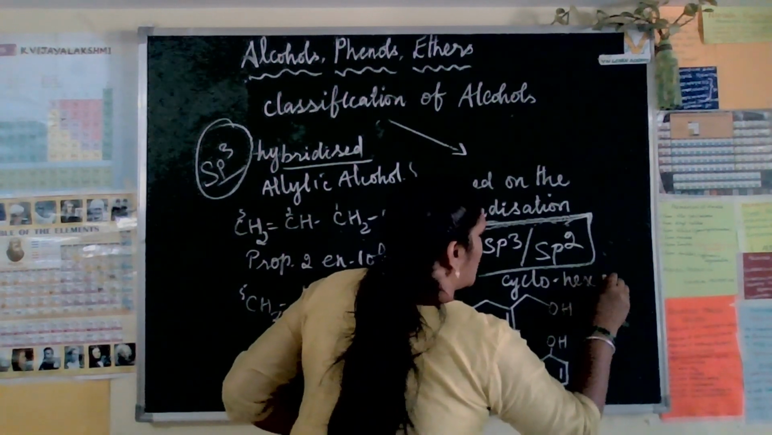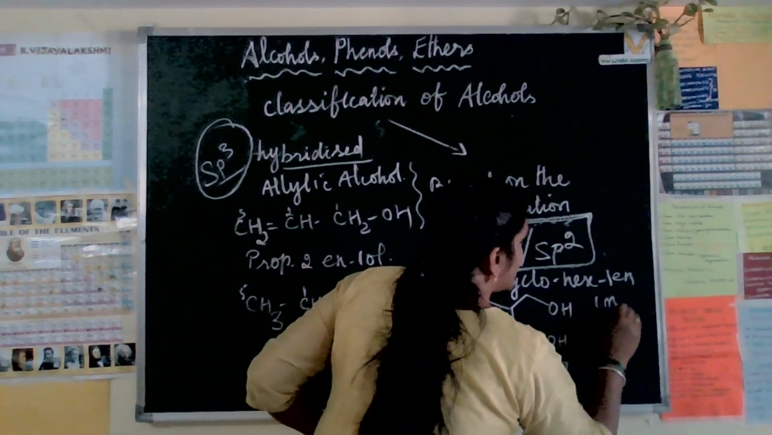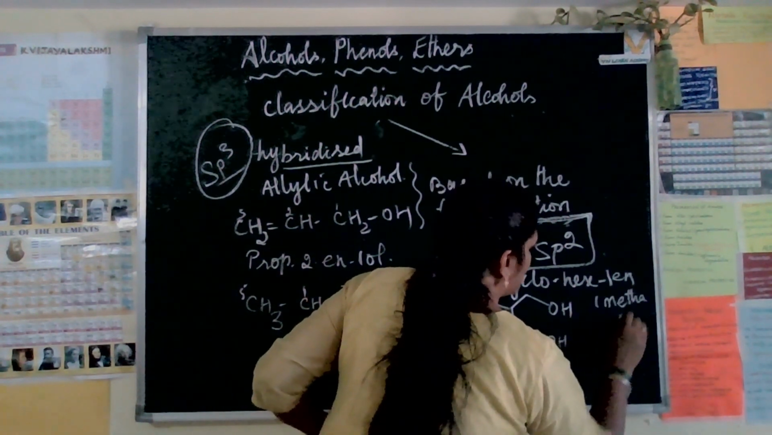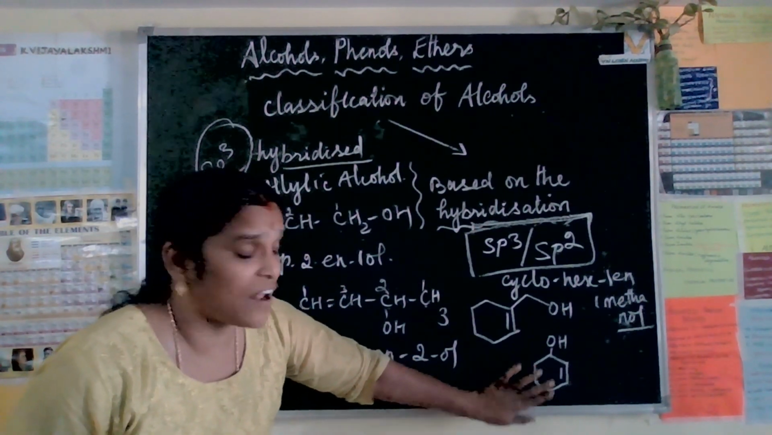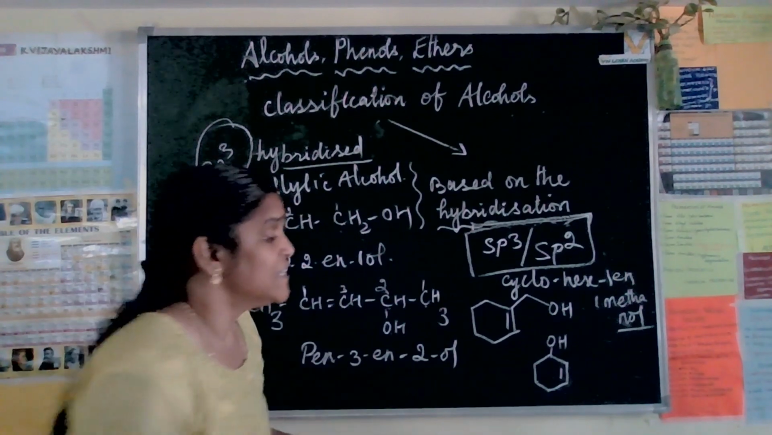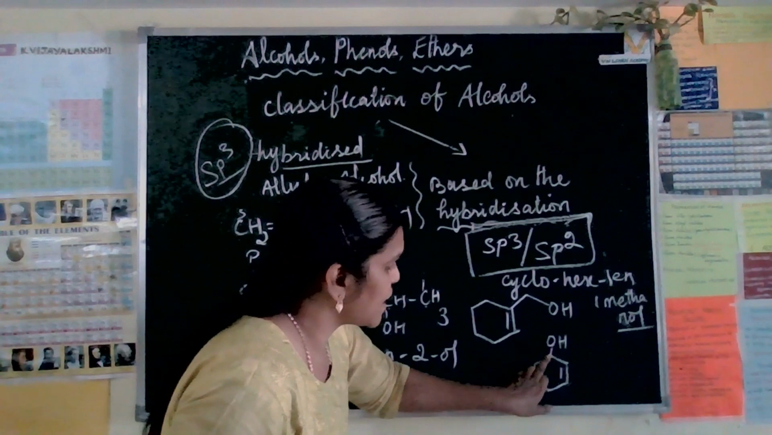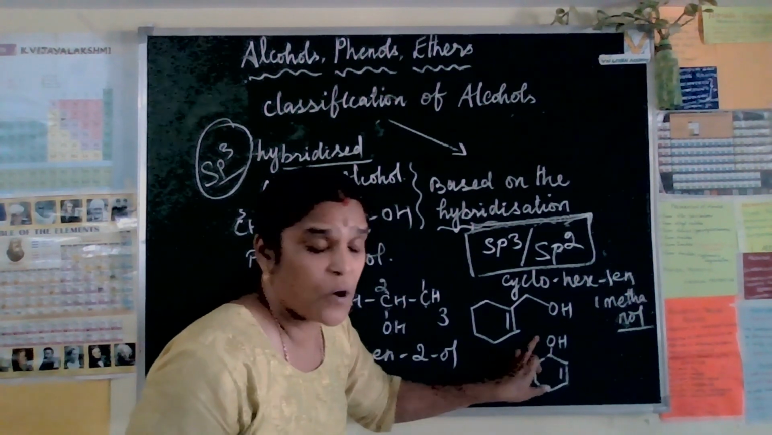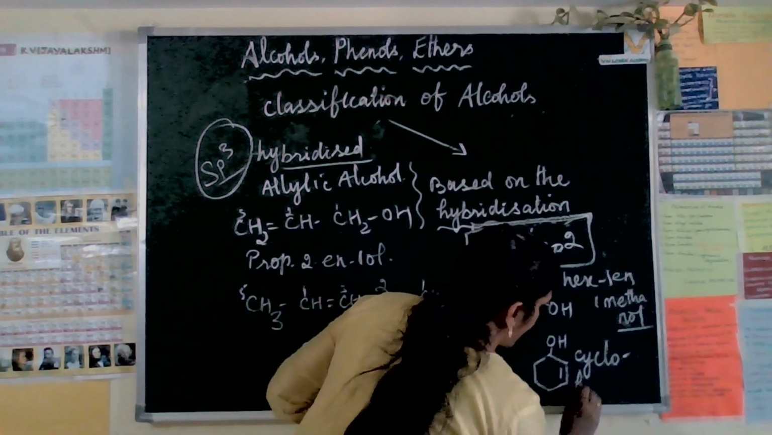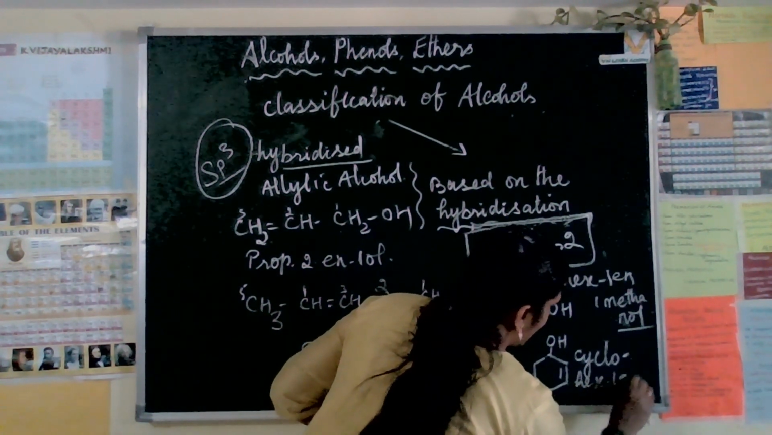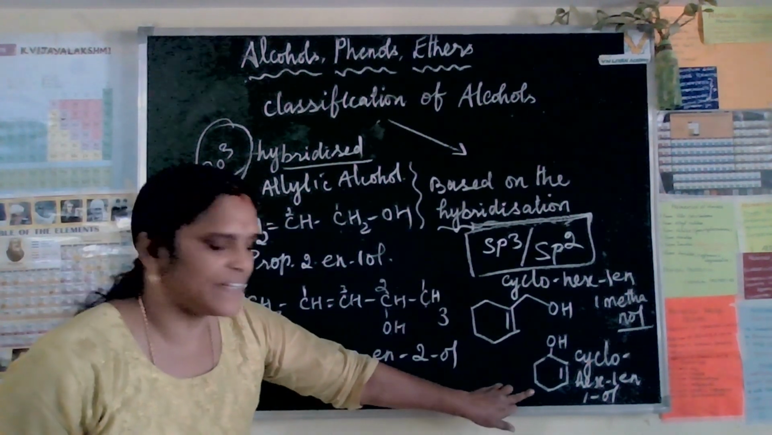Cyclohex-1-ene-1-methanol. Now here this is a cyclohexane, not phenol. This is cyclohexene. Okay, cyclohex-2-en-1-ol. See, this is the second carbon, and the first priority you have to give to OH. So it is cyclohex-1-en-1-ol. Hope you're clear with that, right?